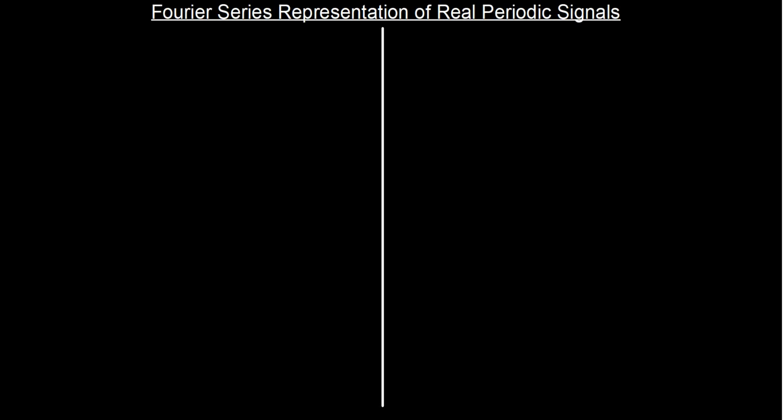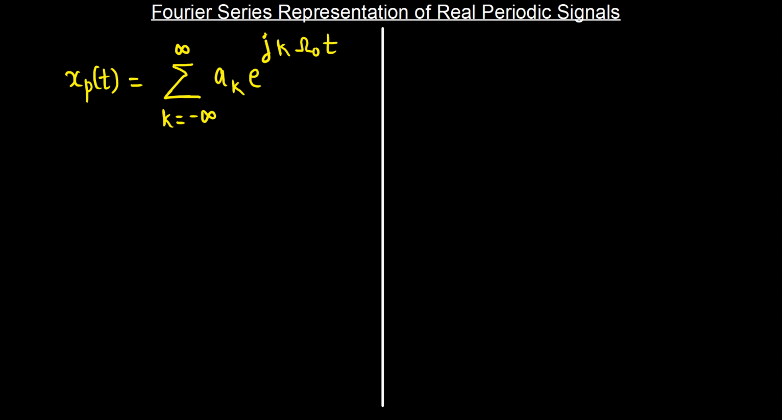In the previous module, we have seen the visualization of Fourier series representation of periodic signals. Let us write the expression once again. So the Fourier series representation of periodic signals is given by xp of t equals the summation, k ranging from minus infinity to infinity, ak e to the power j k times omega naught t.